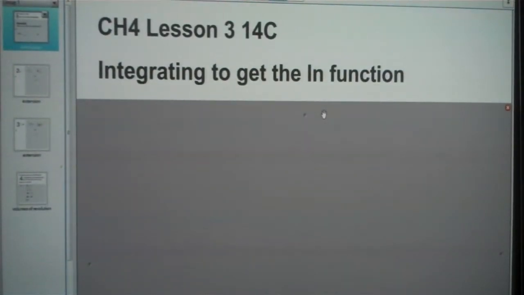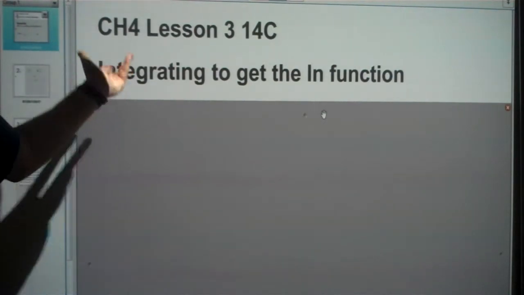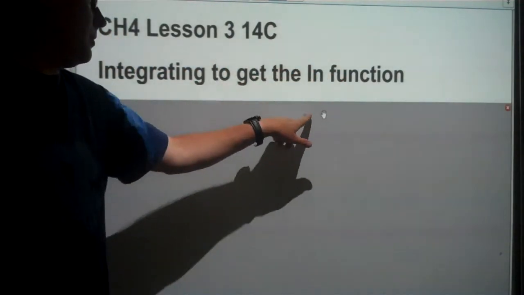So this is our third lesson. The first two lessons we looked at differentiating the exponential function and also differentiating the ln function, which is what we did last time. So this time we're going to integrate to get to the ln function.